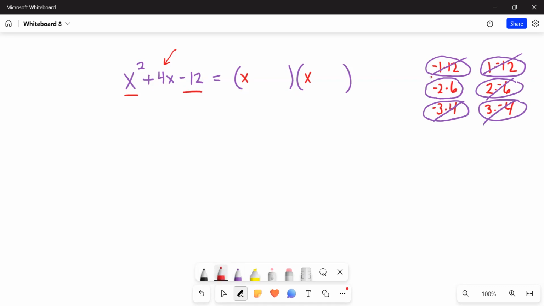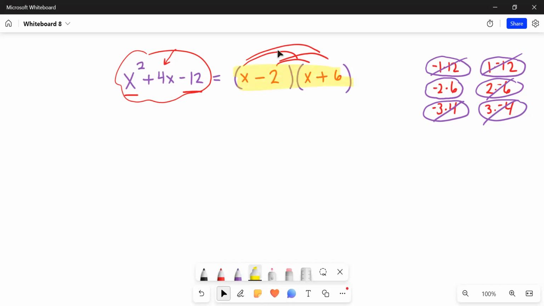And you can always check when you get that in there. If you put x minus 2 and x plus 6, you can make sure that when you distribute, when you multiply this out to all 4 terms, that in fact comes back to be your original expression, and it does. So that's a little bit about factoring these types of polynomials.